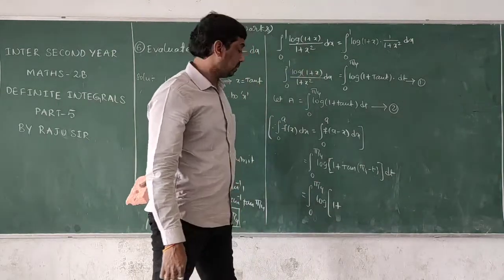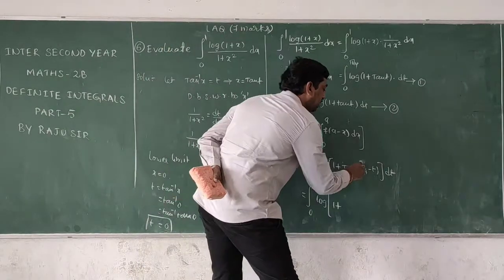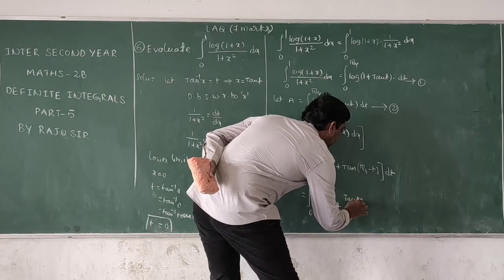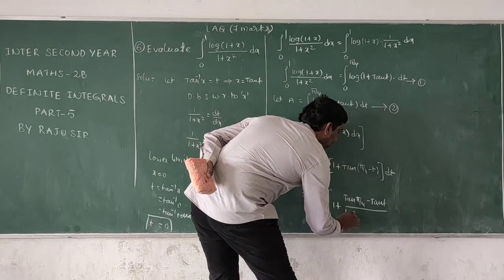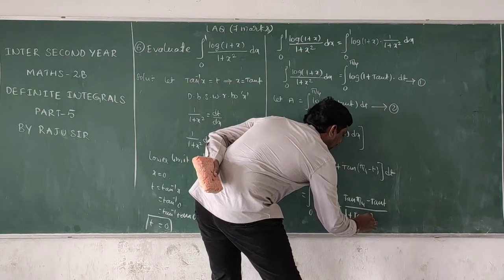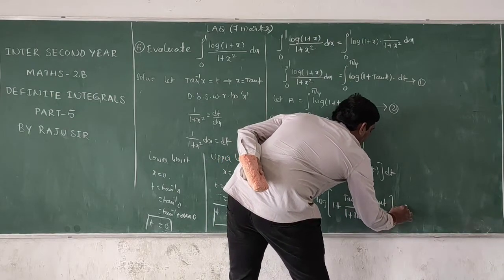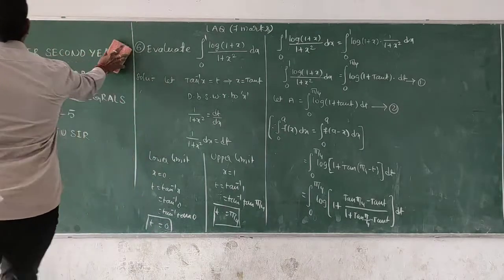tan of a minus b. What is the formula for tan of a minus b? It means tan a minus tan b by 1 plus tan a tan b. So tan of pi by 4 minus tan t by 1 plus tan pi by 4 tan t into dt. Okay.